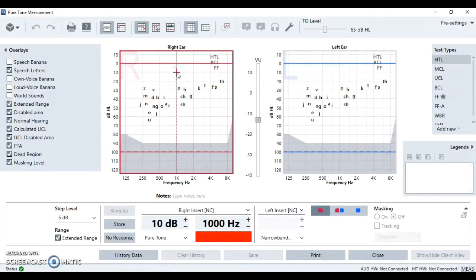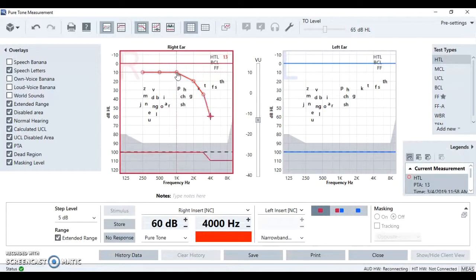And we go through each one of these tones and we measure how loud that tone has to be for you to hear it 50% of the time. You don't have to hear it every time, just 50% of the time. That's your threshold. That's when you start to hear that sound. Now, like I said, a person with good hearing can hear every one of those tones at 0 decibels.